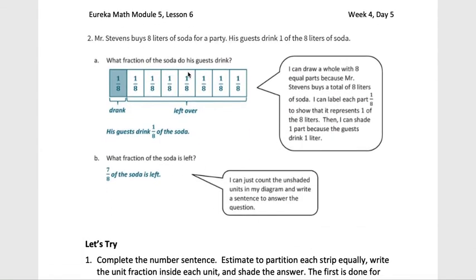Okay, part 2 of your learning is then asking you to do some more partitioning. It's asking you, Mr. Stevens buys 8 liters of soda for a party. His guests drink 1 of the 8 liters of soda. So what fraction of the soda do his guests drink? If we have 8 equal parts of his soda, and they only drink 1 of the liters.